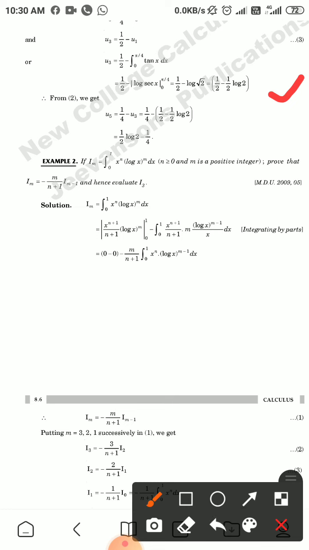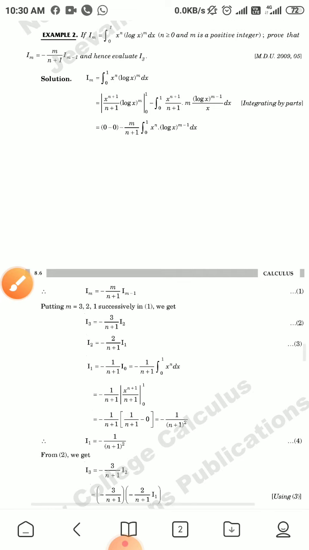From the second we get I5 equal to 1 by 4 minus I3, and putting the value for I3 as 1 by 4 minus (1 by 2 minus 1 by 2 log 2), after simplification this becomes 1 by 2 log 2 minus 1 by 4.